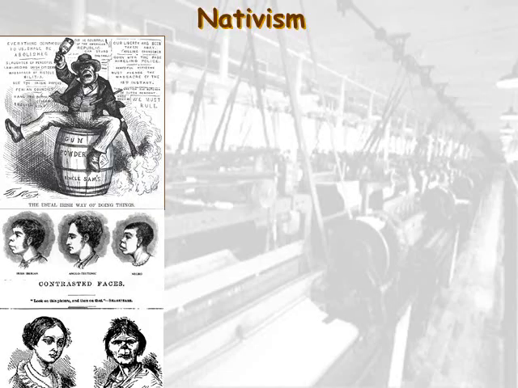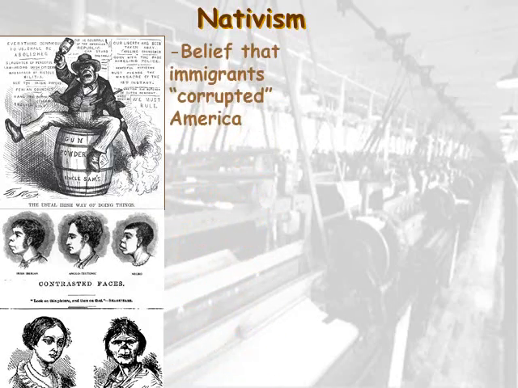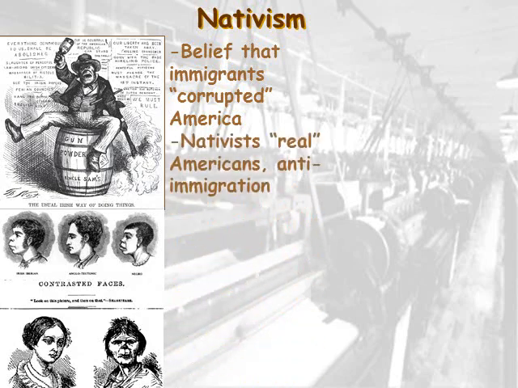Down here, unfortunately, I had to cut off the names. This is Miss Nightingale, and you can see Miss Nightingale is pure and looks very demure. And then this is Mrs. McBruiser. So again, contrasting an Irish woman to an Anglo-Saxon woman. So the Irish were definitely a despised group. And there was a belief that immigrants corrupted America. And nativists, then, were people who saw themselves as the real Americans.